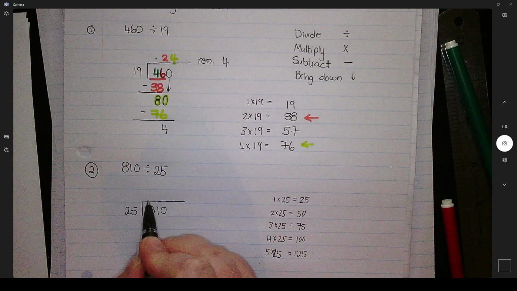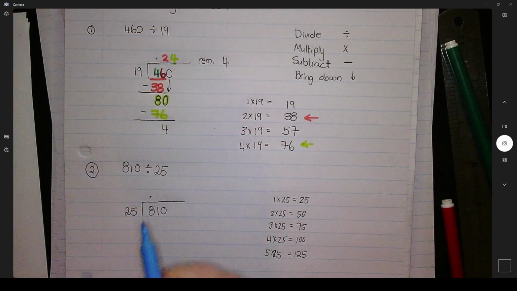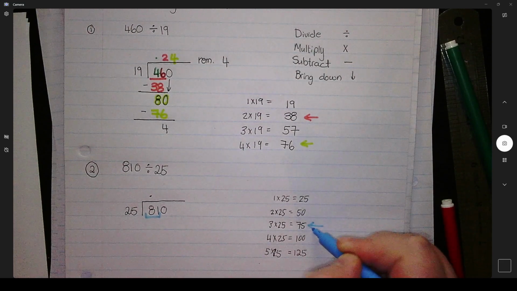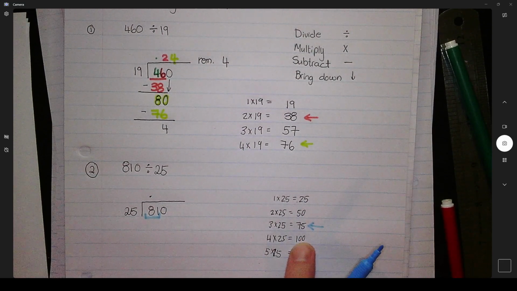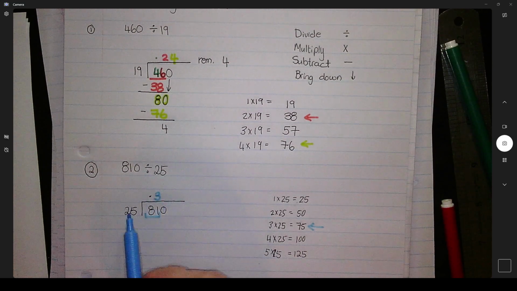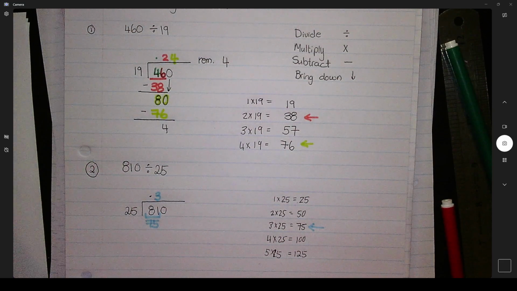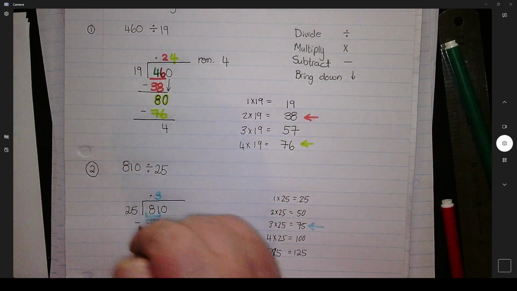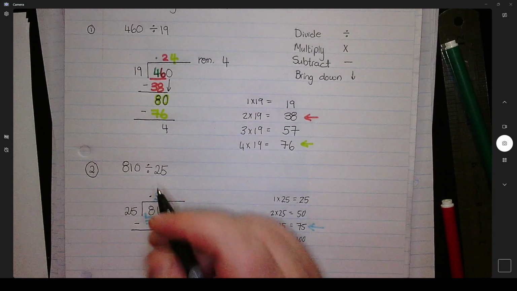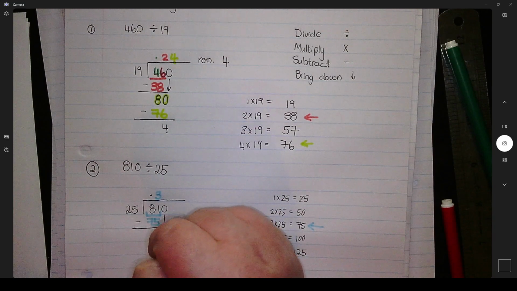25 can't go into 8, so we make a dot. Then we look at 81. It can go in 3 times before it goes over 81. So 3 times 25 is 75. And then we subtract. 81 minus 75 is going to give me 6. And I bring the next number down.